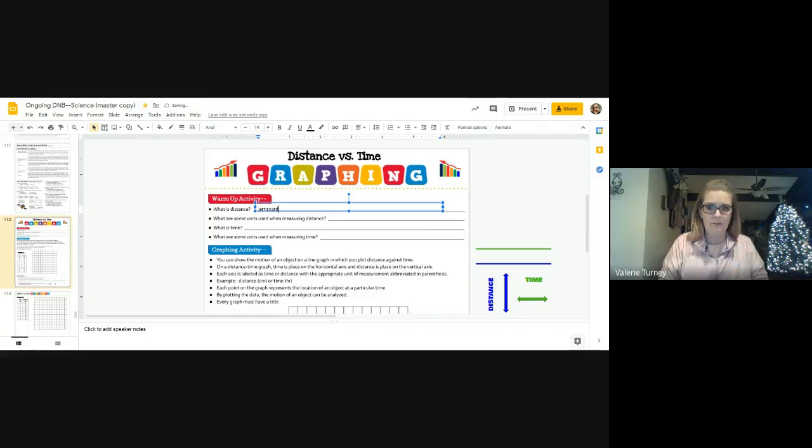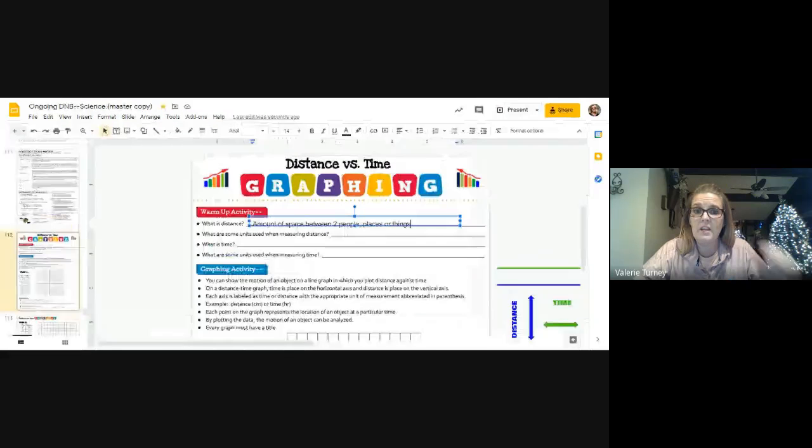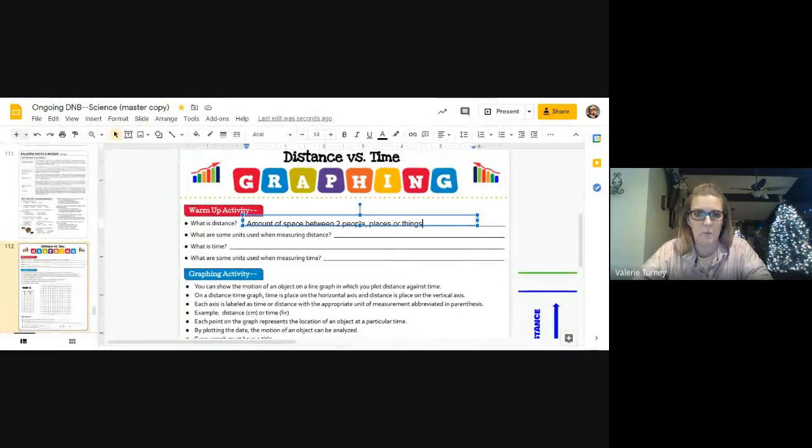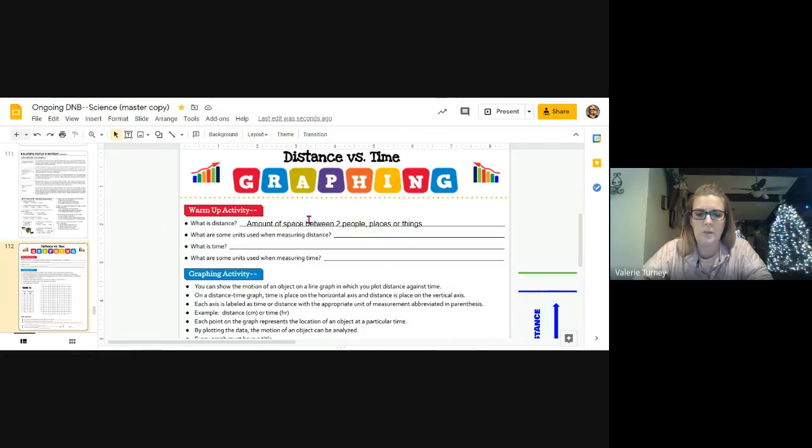It is the amount of space between 2 people, places, or things. Now, there's actually a lot of different things you can put down for distance, a lot of different definitions you could put down for distance, but this is what we're going to stick with. Amount of space between 2 people, places, or things.